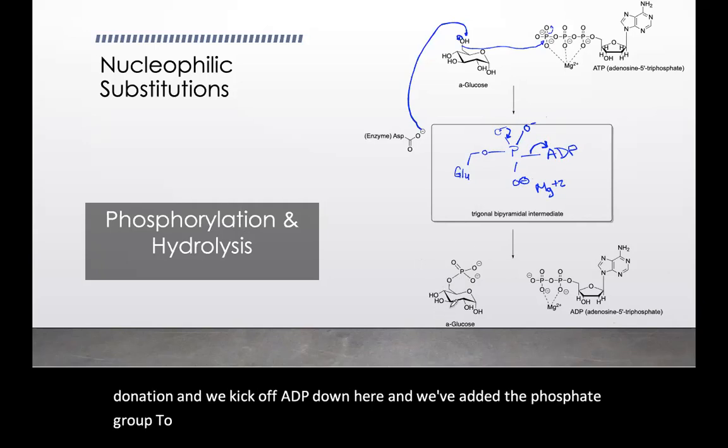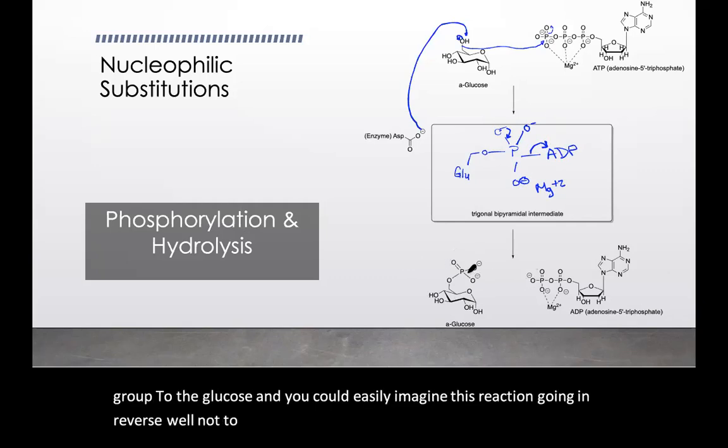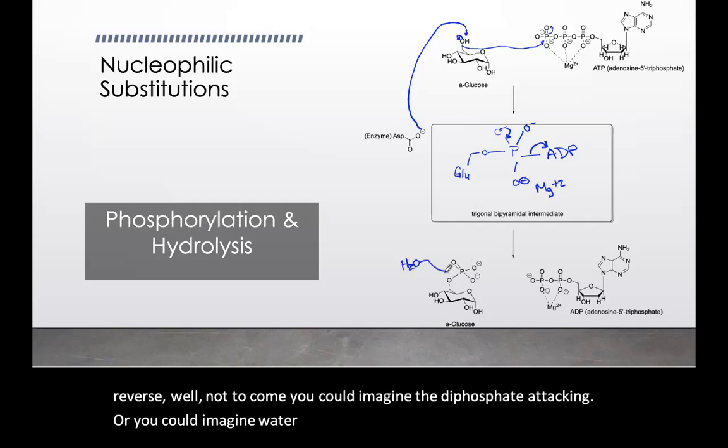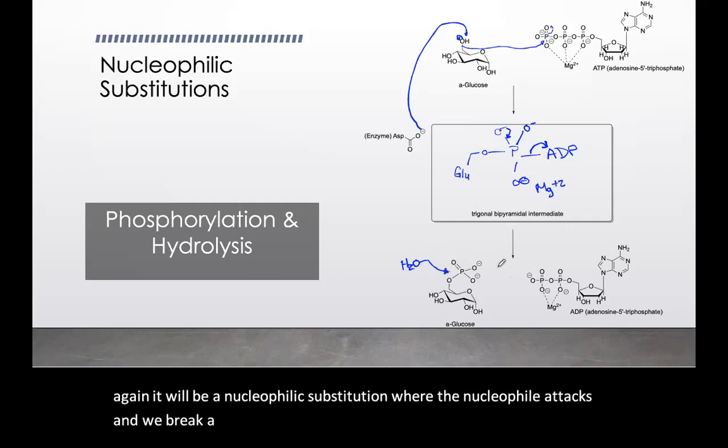Now you could easily imagine this reaction going in reverse. You could imagine the diphosphate attacking, or you could imagine water hydrolyzing this when it's the nucleophile. So again, it will be a nucleophilic substitution where the nucleophile attacks and we break a pi bond and then pi donation.